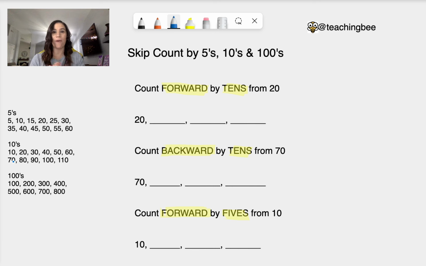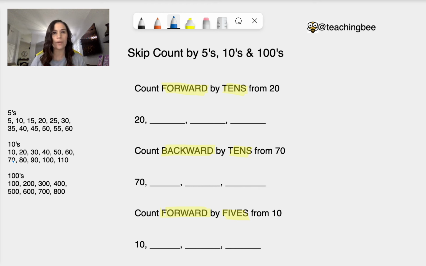The last one is counting by 100's. So if we want to think about some way to remember how to count by 100's, it's counting by 10's but with adding an extra 0. So we have 10, 20. For 100's, we have 100, 200. So they both end in 0. Just the 100's have another 0 to it. And then we go 300, 400, and etc.